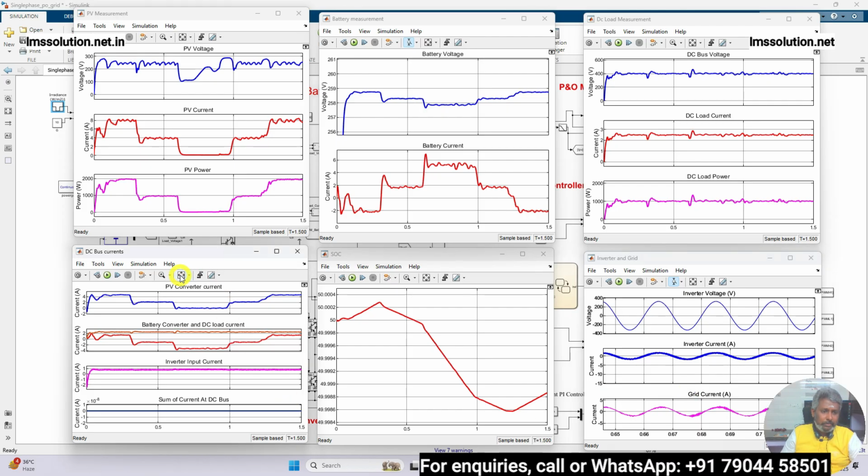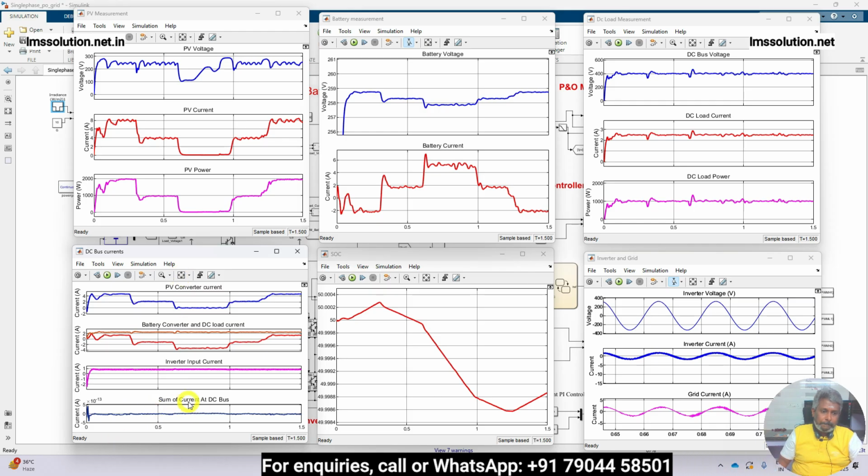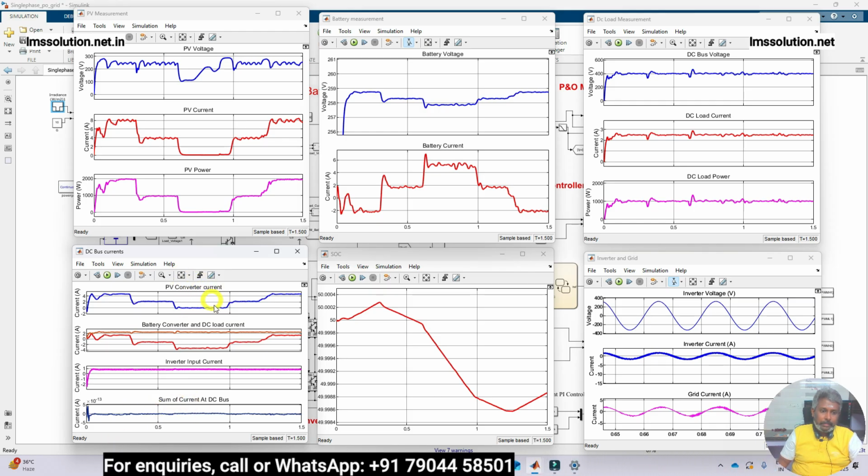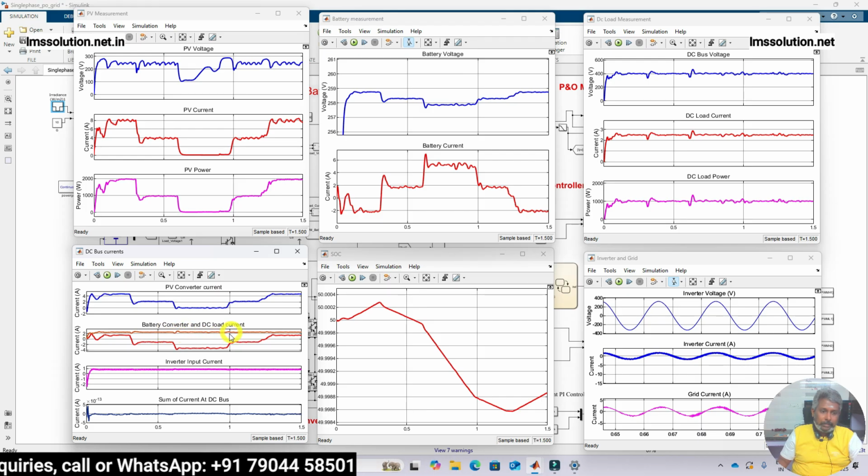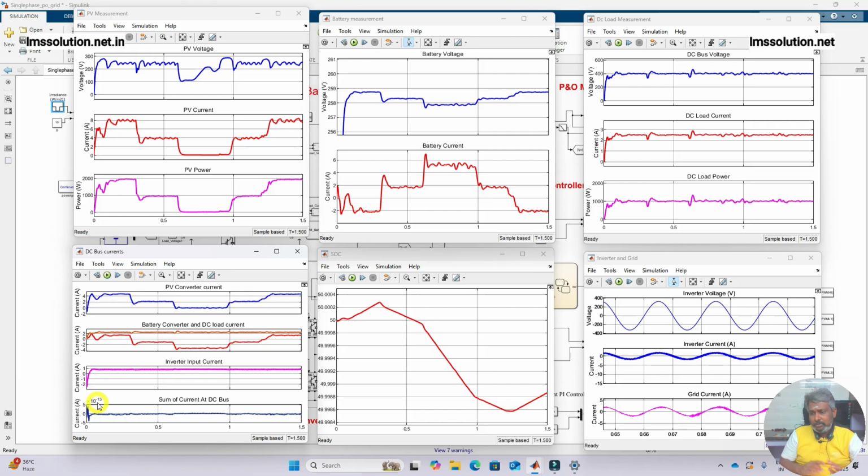One more thing you can see here: this is the PV converter current, this is the battery converter current, the DC load current, and this is the inverter input current. The sum of all currents at the common DC bus point is around 0. It is only 10 power of minus 13, so it's almost 0. That means the power balance happened perfectly in this system.